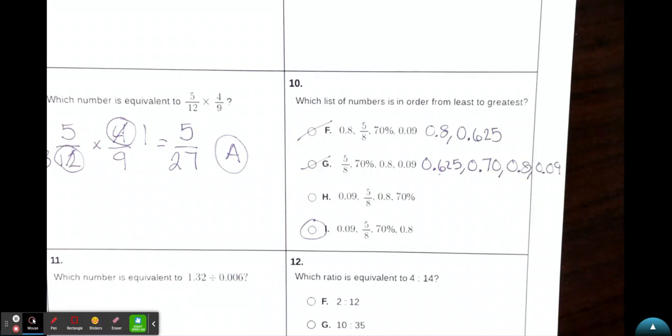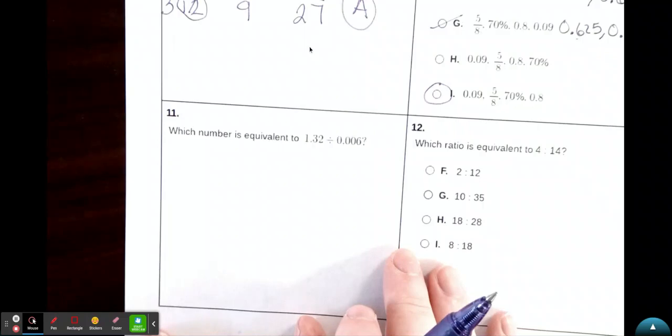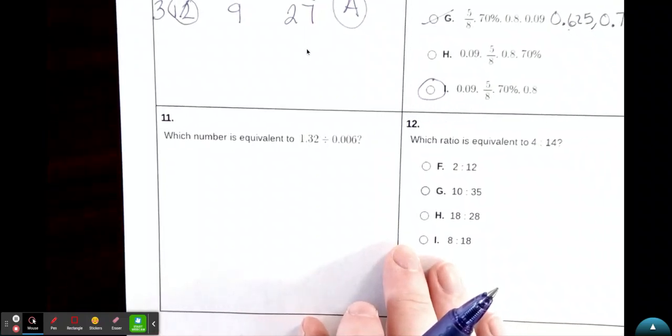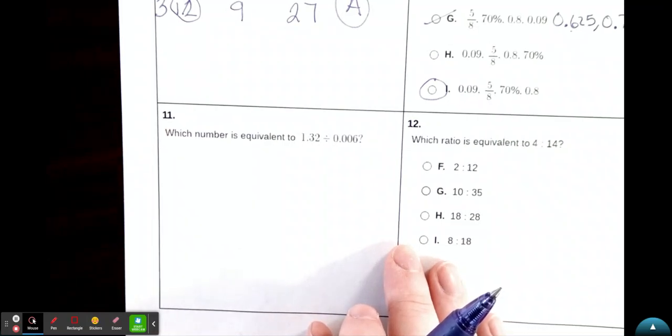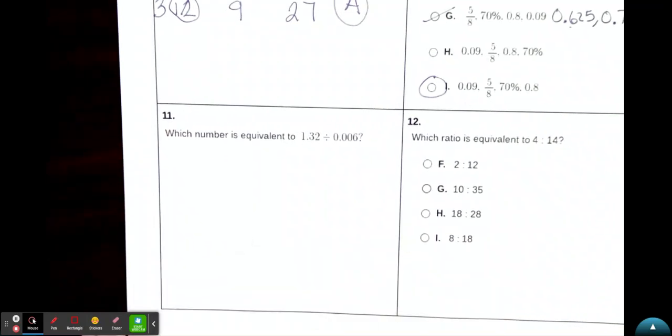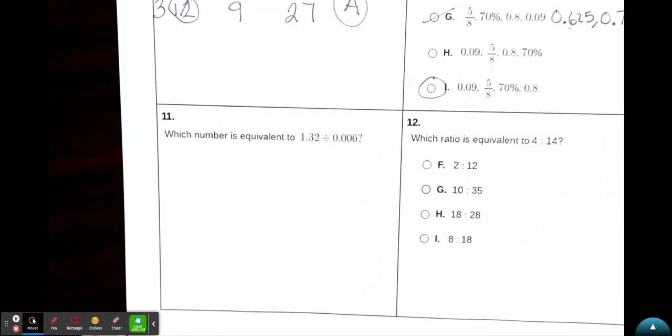Okay, number 11, you guys will not be allowed to use a calculator on this. So if you're finished with the assignment, I still want you to follow along. Which number is equivalent to 1.32? Oh, and if you didn't show your work on how we did this by hand, I need you to grab your paper. I should have done a better job writing that direction down.